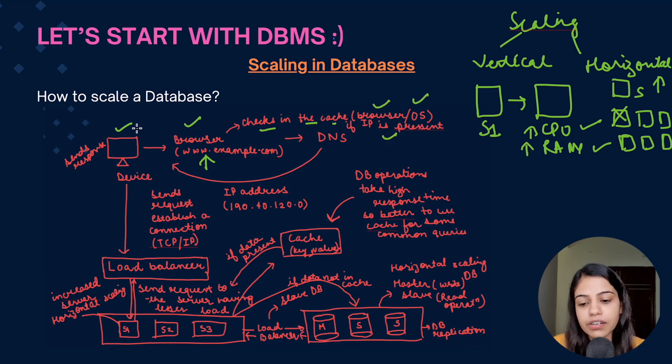If it is present, we will return the IP address, and that IP address will be used to establish a connection with the server and get the details. If the IP address is not present in the cache, we do a DNS lookup, that is, a domain name server lookup. From here we get the IP address. Now the device, using the IP address, will first try to establish a connection with the server using TCP and IP protocols, then send the request to the server.